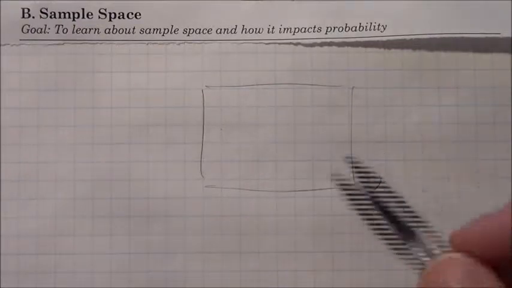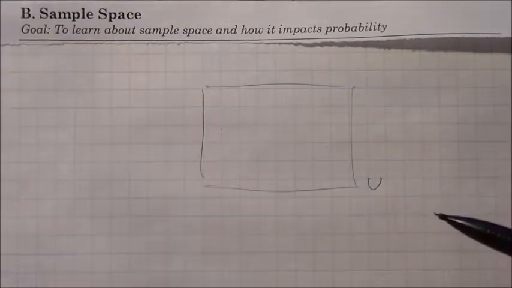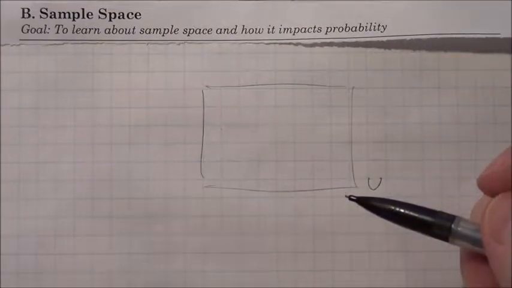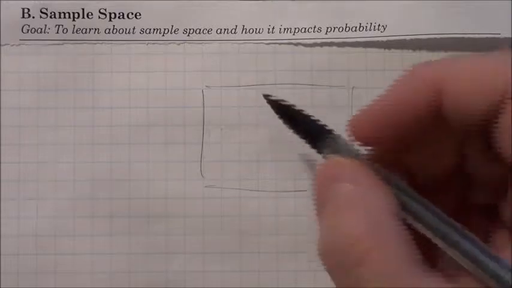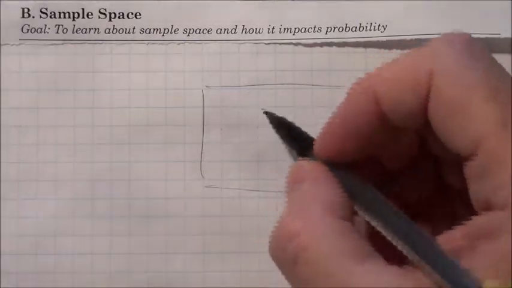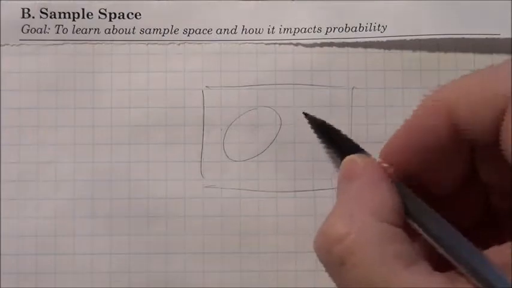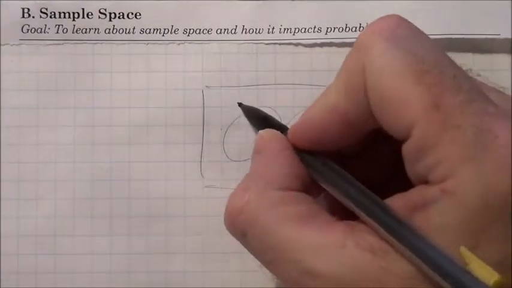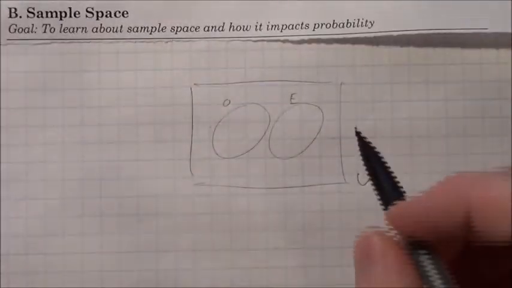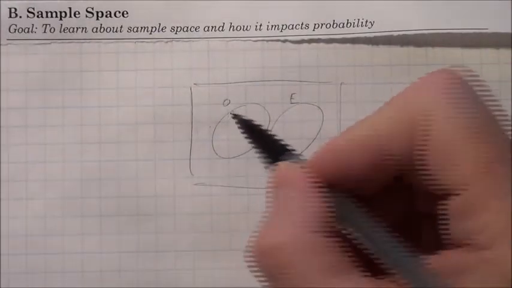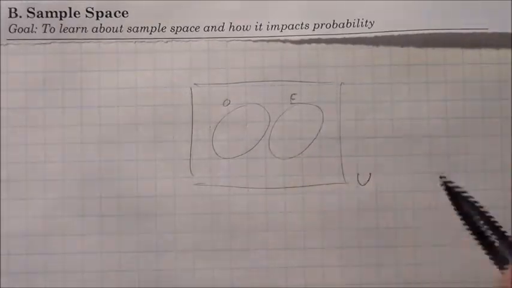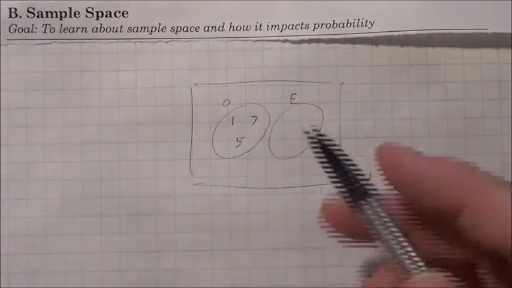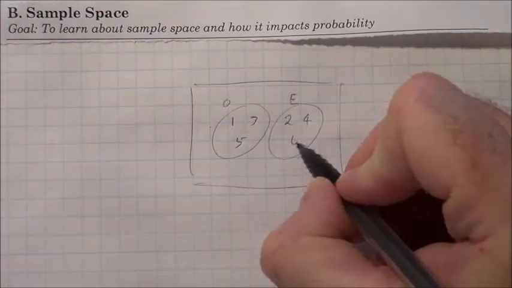Suppose, for example, we're talking about rolling a die, and we're talking about odds and evens. If we talk about odds and evens, there's no overlap there. But if we do odds or evens, then we know that rolling a die, we've got 1, 3, and 5 as the odd numbers, and of course 2, 4, and 6 for the even numbers.